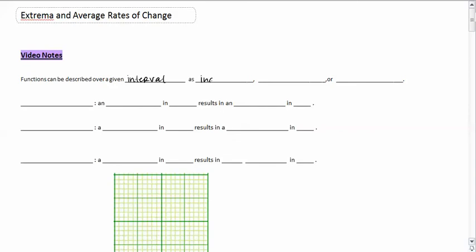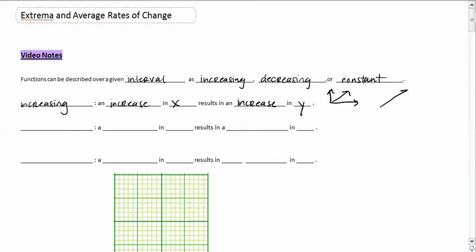as increasing, decreasing, or constant. So here we're clearly talking about slope, right? An increasing function means that an increase in x results in an increase in y. So as we get bigger on our x, we get bigger on our y, right? Our lines look like this. So this gets bigger, this gets bigger.